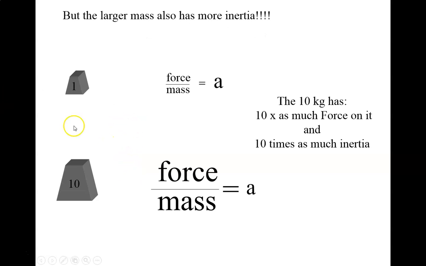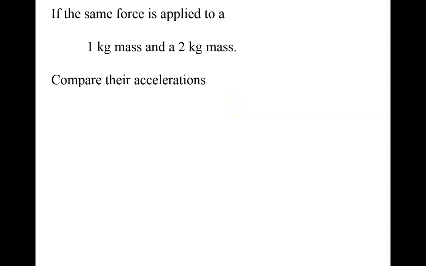Well, it would, except that this object also has 10 times the inertia, or 10 times the mass. So it ends up that that perfectly balances out. If it has 10 times the weight, it's going to have 10 times the inertia. It's going to accelerate at 9.8 meters per second squared. If it had 5 times the mass, it would have 5 times the weight, and it still would have accelerated at 9.8 meters per second squared. So that's why all things fall at the same rate.